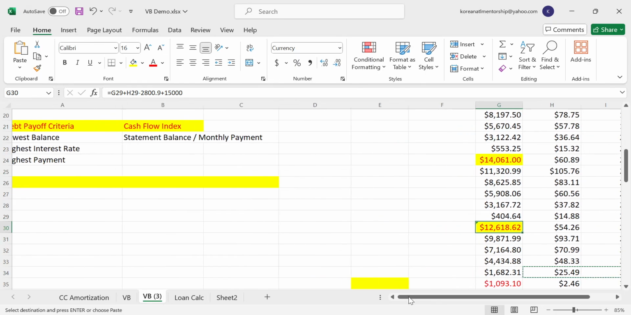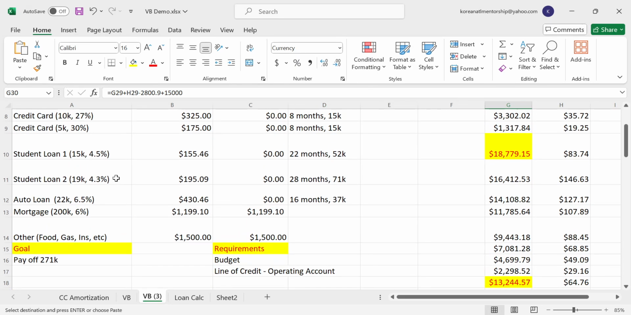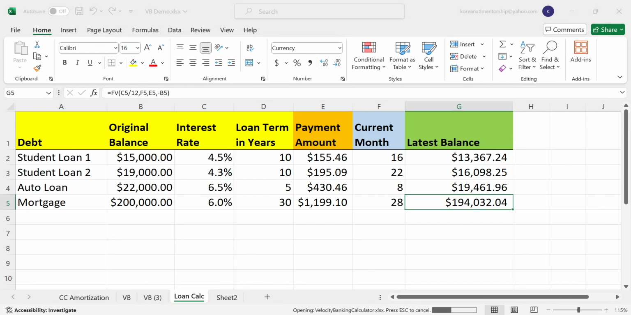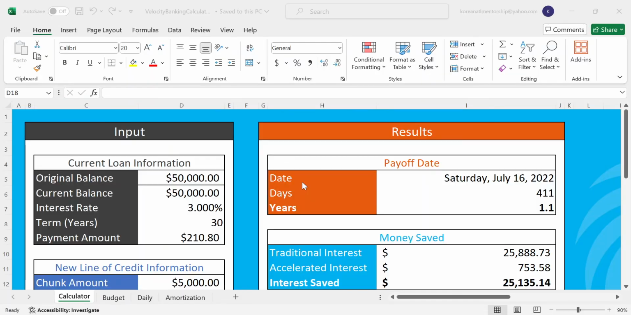So luckily we have a velocity banking calculator for that. Let's just figure out what the current loan balance is at 28 months. So if we go in here and type in 28, the current balance is 194,000, and we have a velocity banking calculator to help us determine what the loan payoff is. So let me just quickly get that up on screen. So where is it? Right there. Hold on. There we go.